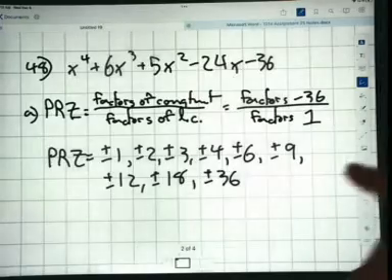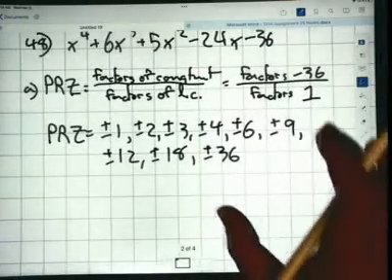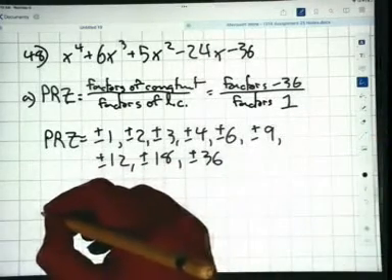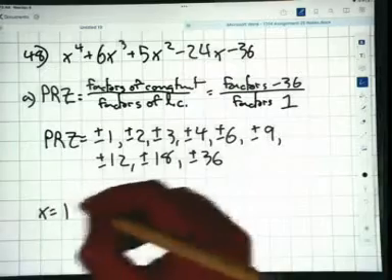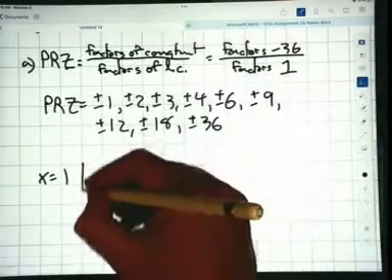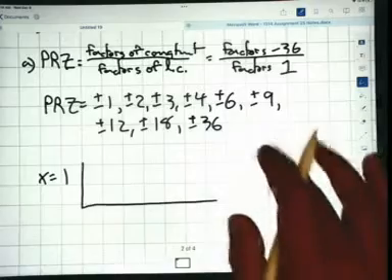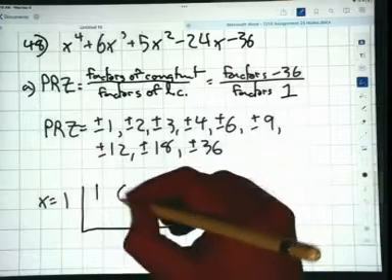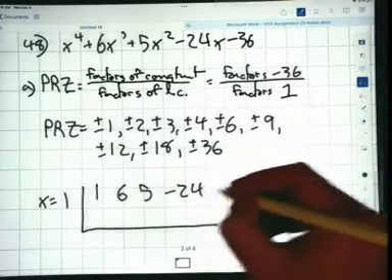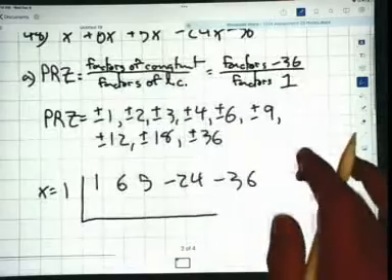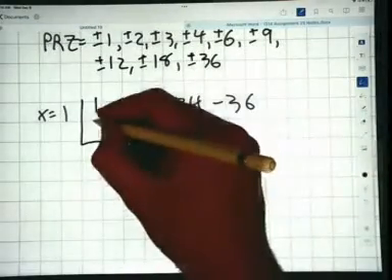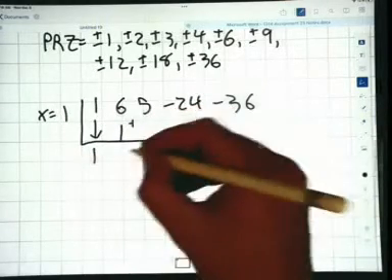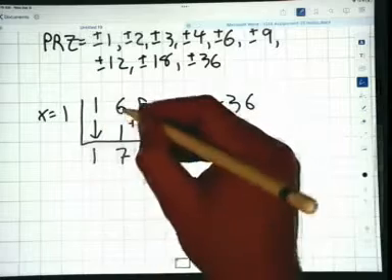Alright, so now we want to go through the synthetic division process. So I'm just going to get it started here. Let's test x equal to 1. This is a good opportunity to recall synthetic division. We want to list out the coefficients: 1, 6, 5, negative 24, negative 36. And we're going to play the synthetic division game. Bring down the 1. Then we multiply. 1 times 1 is 1. Add. 6 plus 1 is 7.